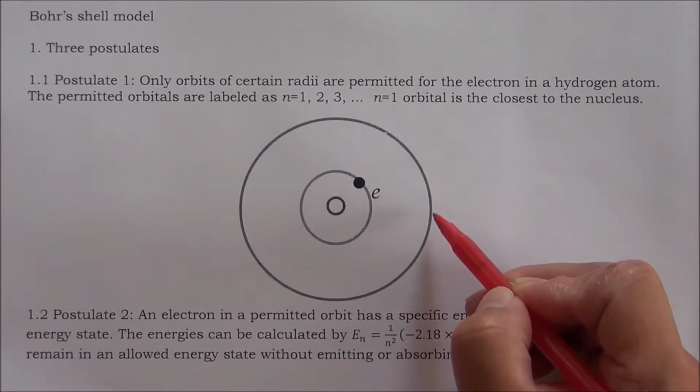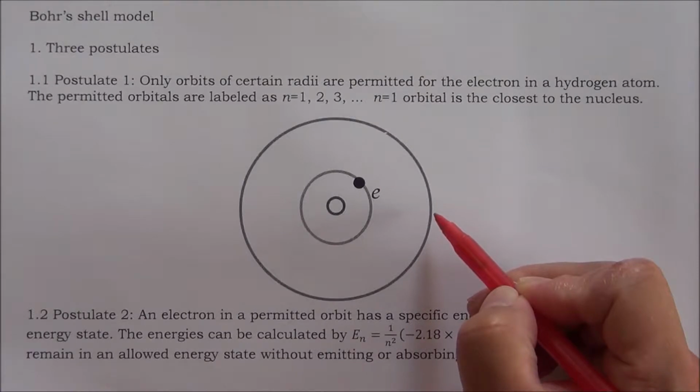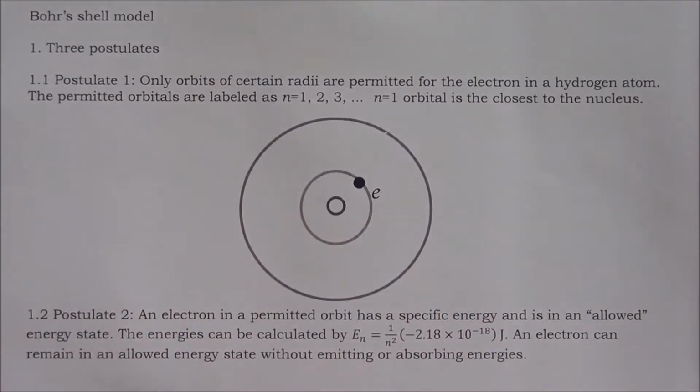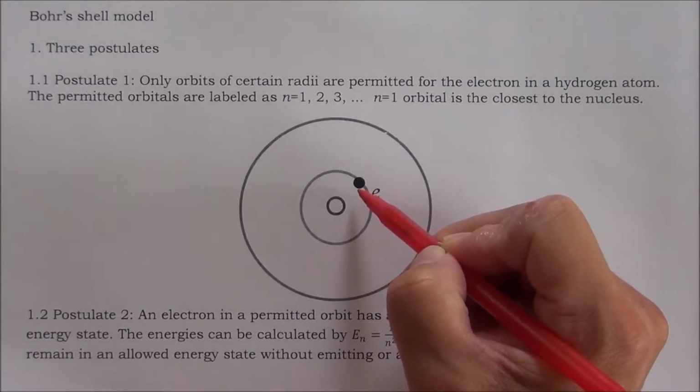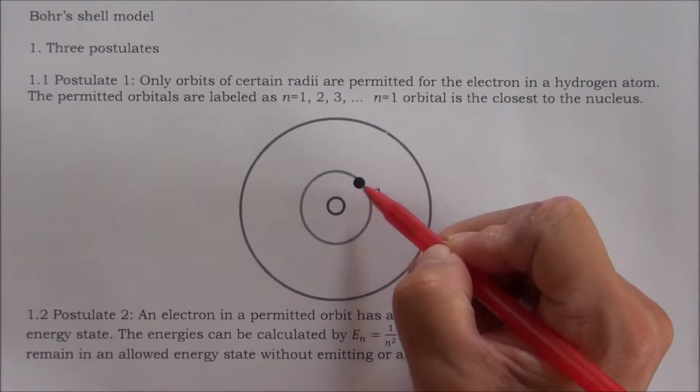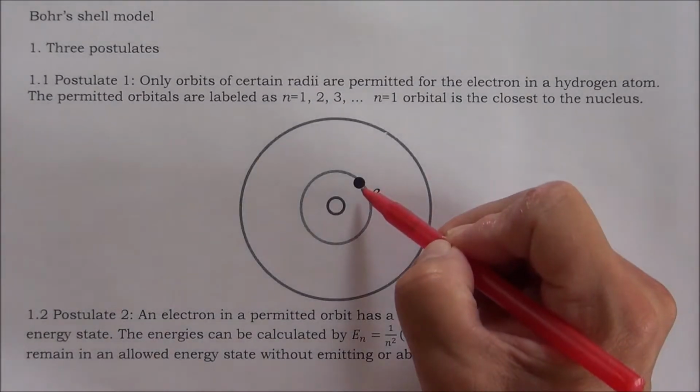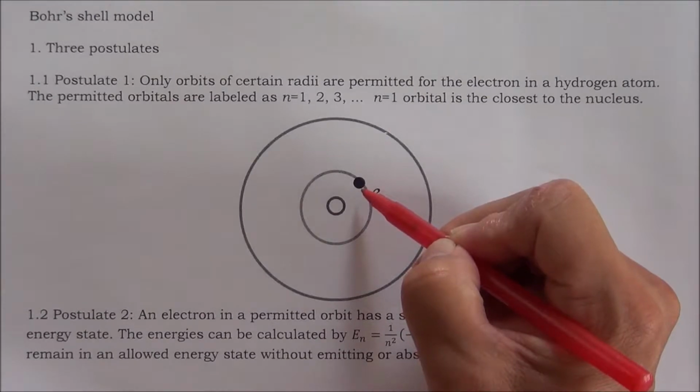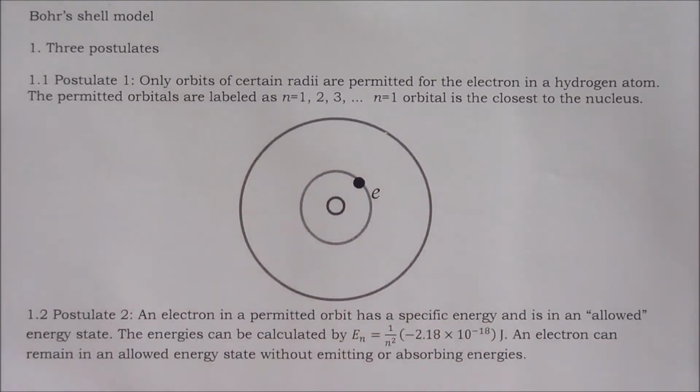Apparently, the atoms are three-dimensional structures. Therefore, the orbitals in the Bohr shell model actually are spherical surfaces. From the postulate, we also know that an electron can only stay on an orbital. It cannot stay in between the orbitals. Let me repeat. An electron can only stay on an orbital. It cannot stay in between the orbitals. Now let's look at the second postulate.